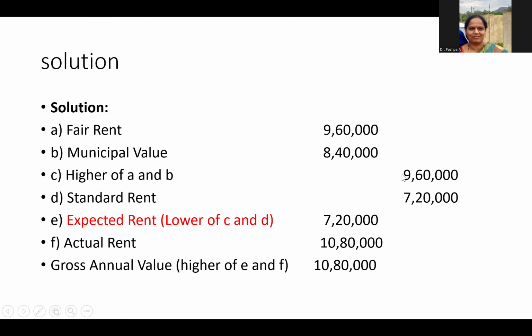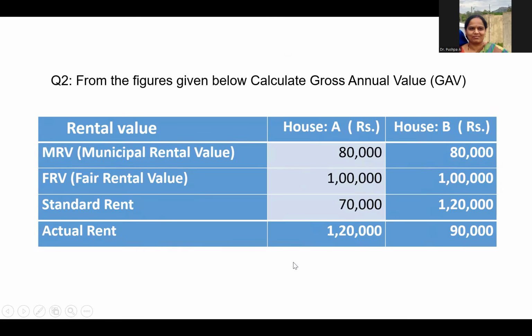So when comparing the higher of A and B and standard rent, our expected rent is the least of these two, that is 7,20,000. And this expected rent is compared with the actual rent, that is 10,80,000. And finally, on comparing the expected rent and actual rent, whichever is higher is considered as the gross annual value. So on comparing E and F, the highest value is 10,80,000, and that is our gross annual value.